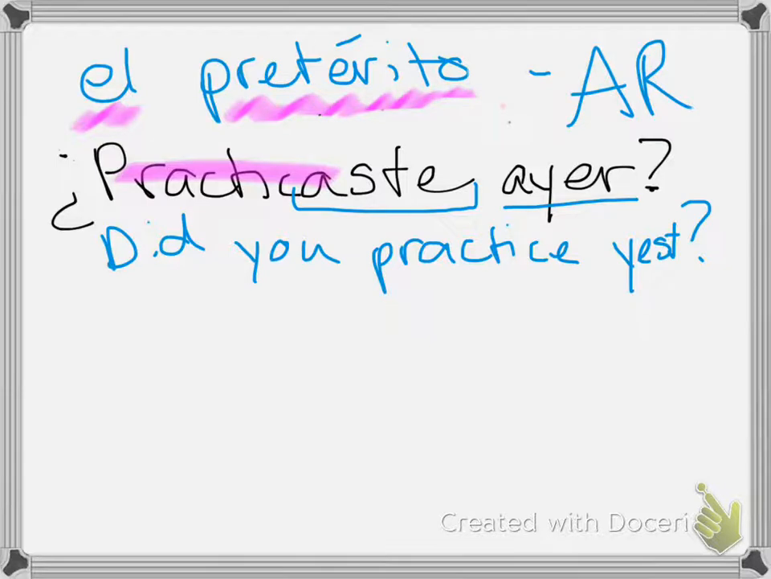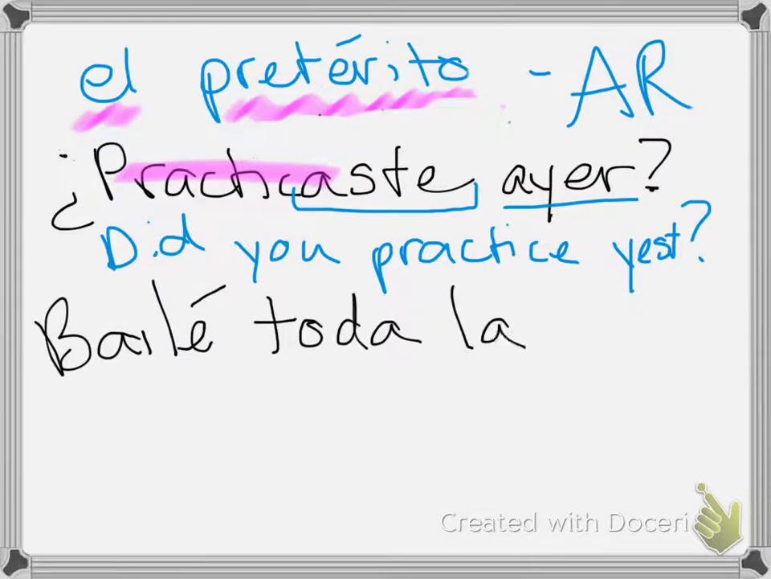Vamos a mirar otro ejemplo. Oh, I don't know why I put a question mark there. Bailé toda la noche. Sí, soy un animal de fiesta.